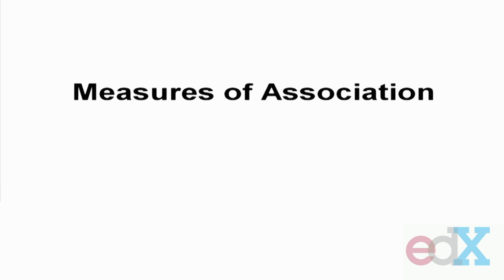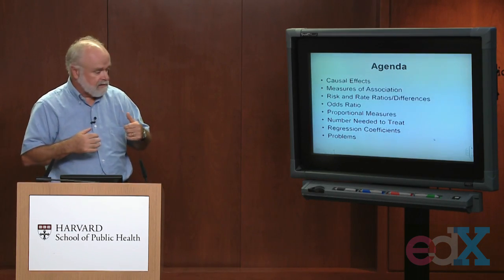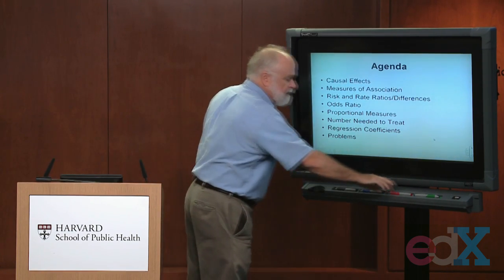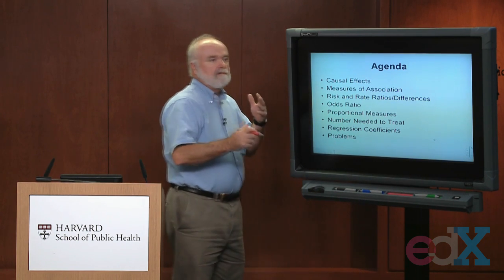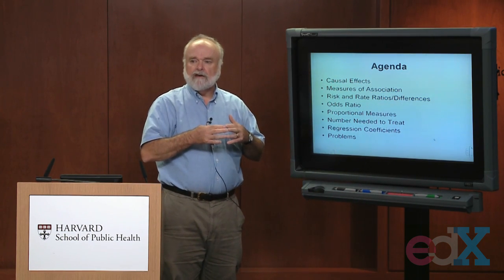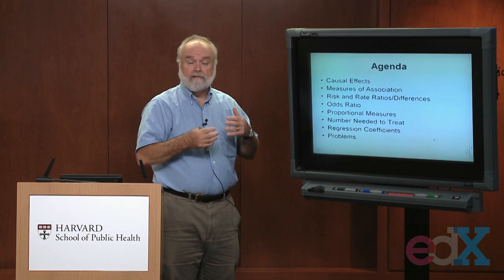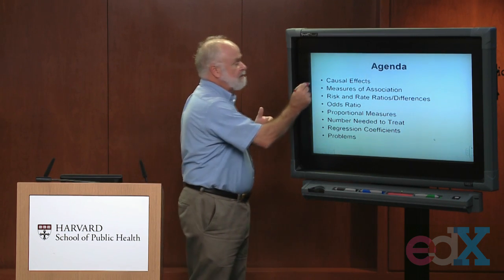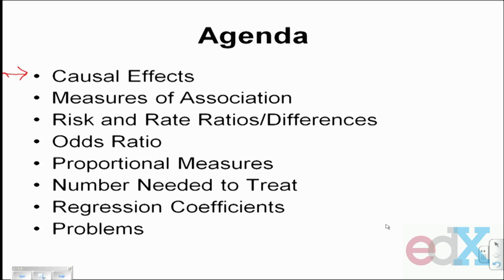In this sequence of lectures, I'd like to talk about the various measures of association we epidemiologists use to link risk factors with outcomes. And let me give you a roadmap of what I'd like to do in terms of this series of sequences for this week. First thing I want to do is introduce the idea of causality, introduce the idea of causal effects. So that's what I'm going to do in this first lecture.